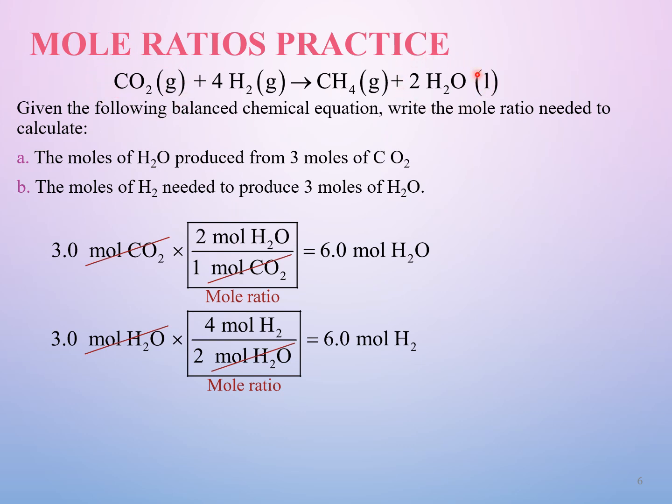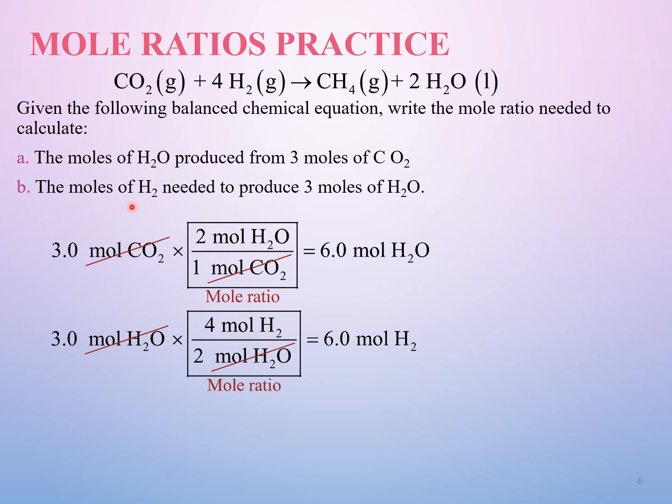So if you have 3 moles of CO2 and you want to find how many moles of water you can make, you put the 3 moles of CO2 at the beginning, and you want to convert from CO2 to water. The mole ratio for CO2 to water is 1 CO2 to 2 water. You want to cross out the CO2, so the CO2 part goes on the bottom, 2 moles of water goes on the top. So your answer will be 6 moles of water.